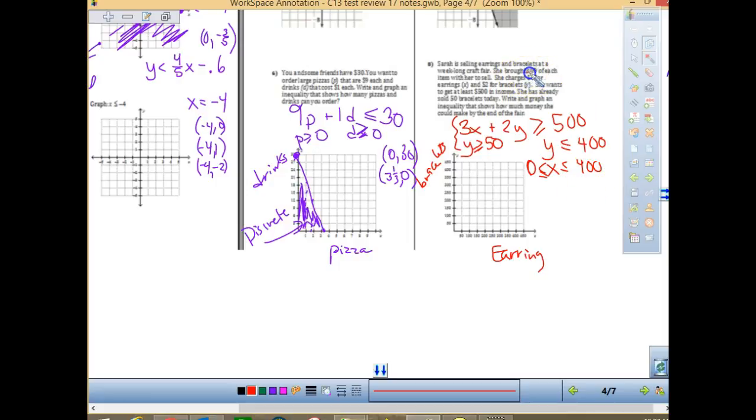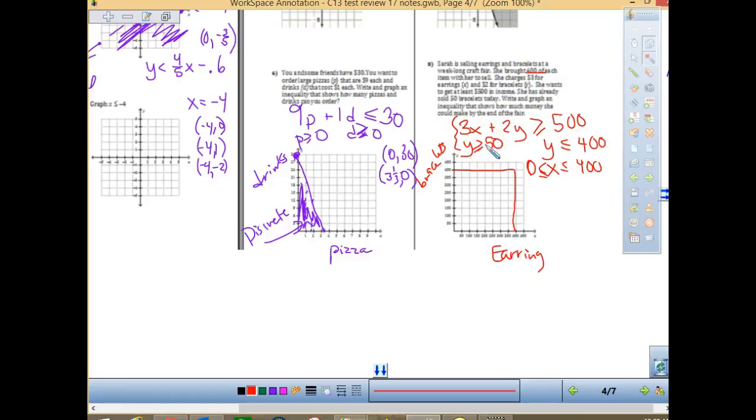She only bought this many. That's all she has to sell. She already sold 50, but you still have 400 originally to sell. So way out here, all I'm saying is that it can't go on forever. You can't have unlimited sales. You can't sell 800 earrings and 900 bracelets because you only had 400 to sell. You're not subtracting this 50 from here.